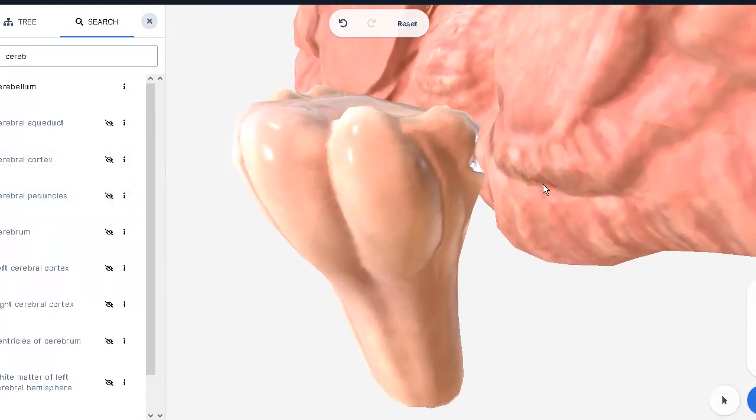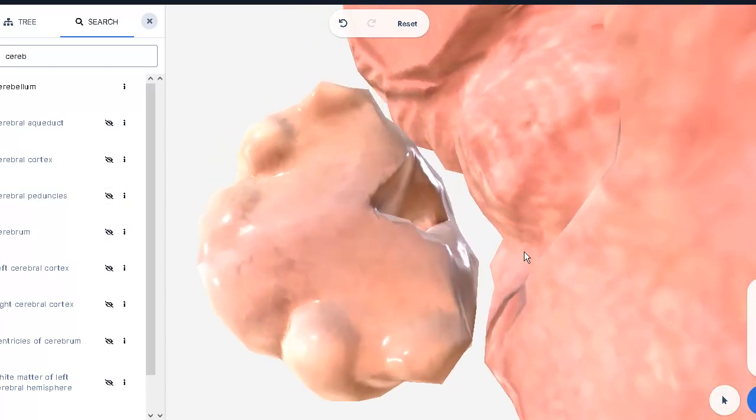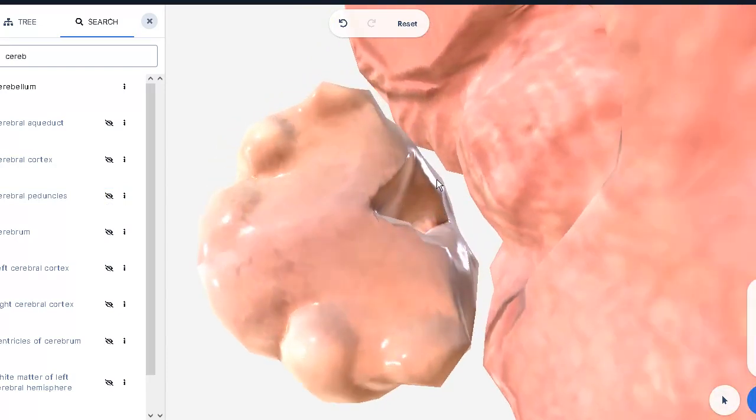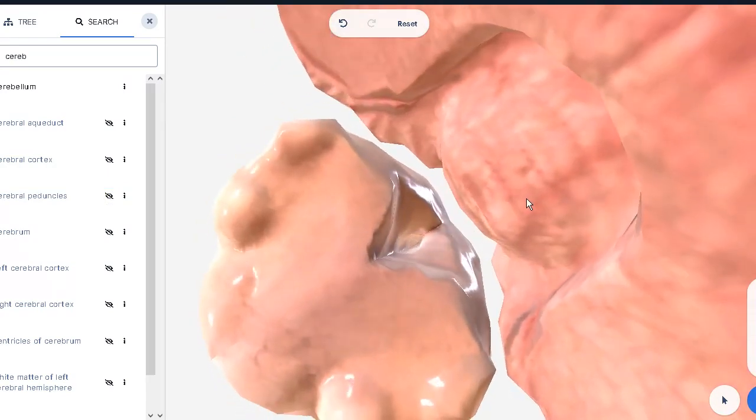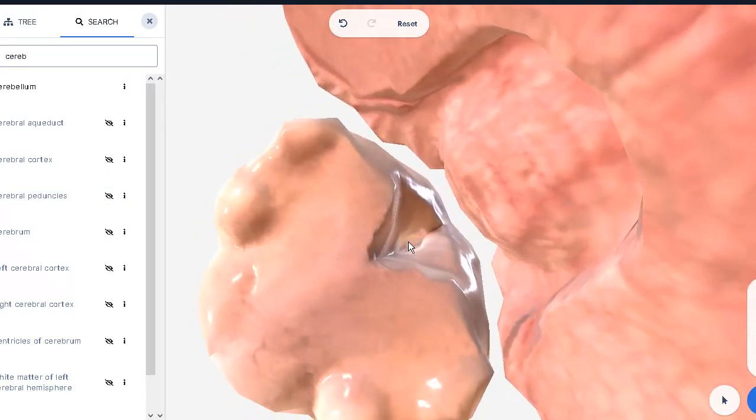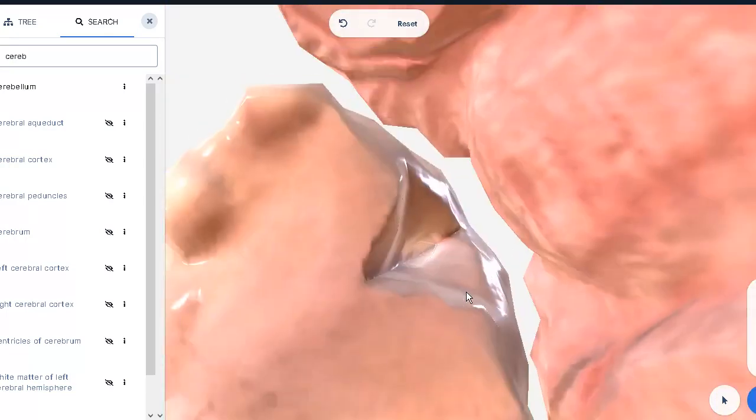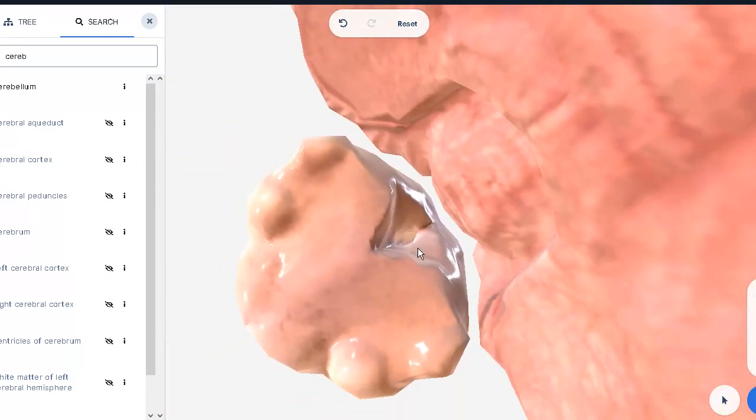You can see the cerebellum on the back side. You can see this space right here is where you have the fourth ventricle filled with the CSF. It communicates superiorly via the cerebral aqueduct into the third ventricle, and down below it goes into the central canal of the spinal cord.